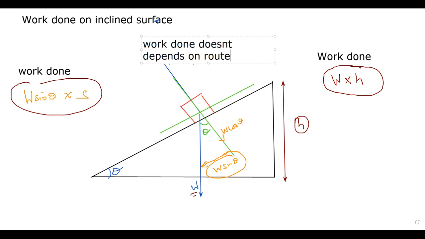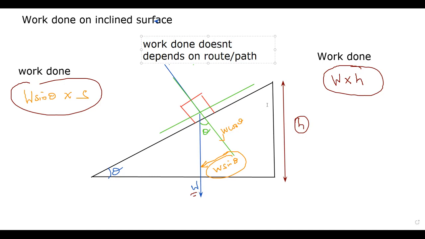So work done does not depend on the route or the path which we follow. It depends on the starting position and the final position. Is it clear? The concept of the work done on inclined surface? Anyone having a doubt till this point, that the work done on the inclined surface when object is being dragged on the surface or object is being lifted, it will be same.